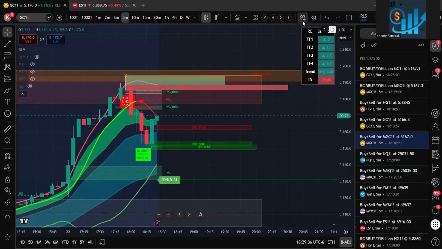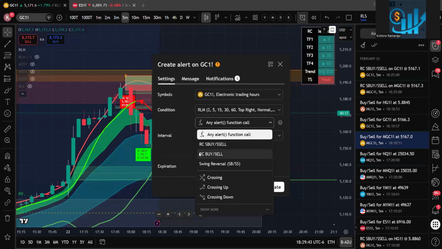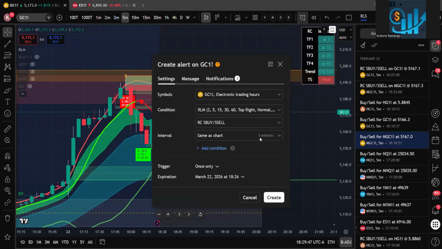So the alert you have to do is you go to that and then you select RLM and then you select strong buy, strong sell, RC strong buy, strong sell. And then if you are day trading, you may use 5 minutes. If you are swing trading, you can use 30 minutes. Personal account, you can use 30 minutes. For prop firms, you use 5 minutes.